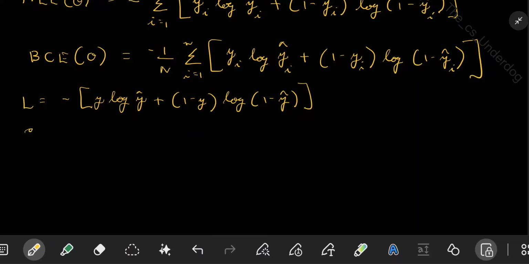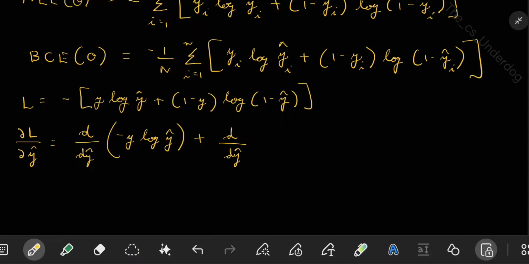If I do d by dy cap, or if I write it together, is it fine? I'll write del L by del y cap is equal to minus of, and inside this I'll write minus as well: d by dy cap of minus y log y cap plus d by dy cap of minus 1 minus y log 1 minus y cap. This is what I am going to find out.